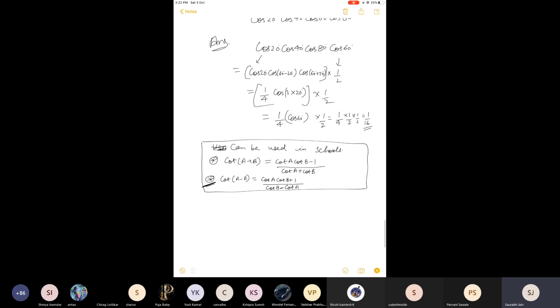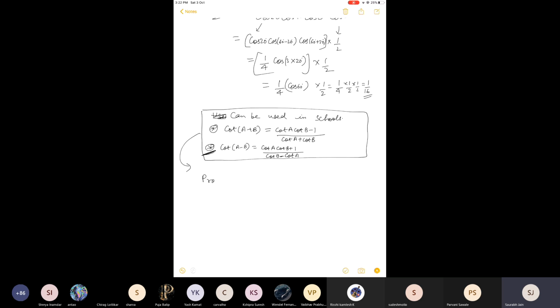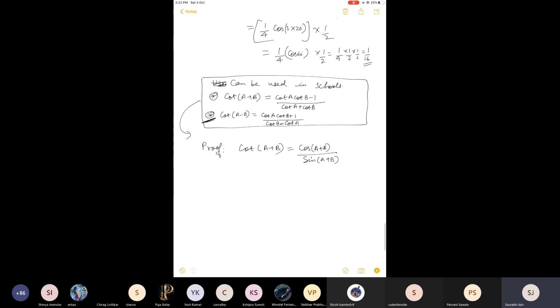Because I did not prove any result of tan, I will prove this one, cot(A plus B). Cot(A plus B) is cot theta. What is cot theta? Cot theta is cos theta upon sin theta. Cot theta is cos by sin. And why am I changing it into this form? Because I know their formulas. Cos(A plus B) is cos A cos B minus sin A sin B. And in the denominator it is sin A cos B plus cos A sin B.